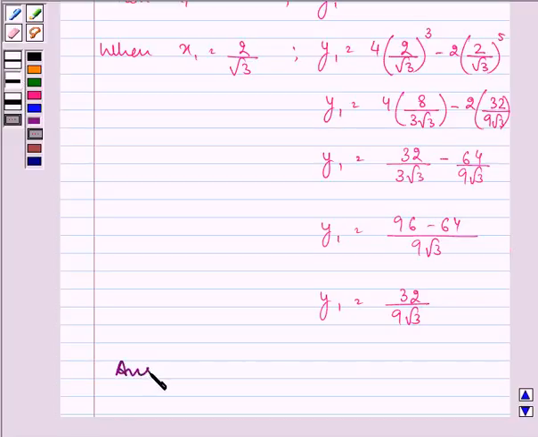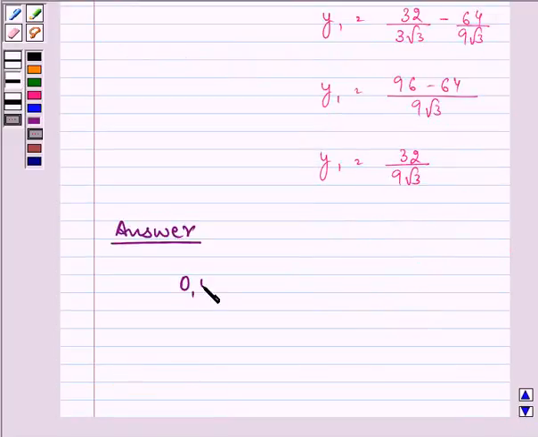So the answer is, the points are (0, 0) or (2/√3, 32/(9√3)). Right, this completes the session.